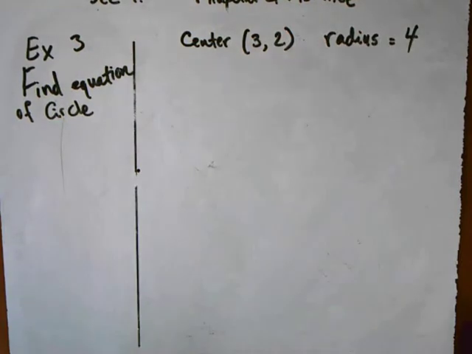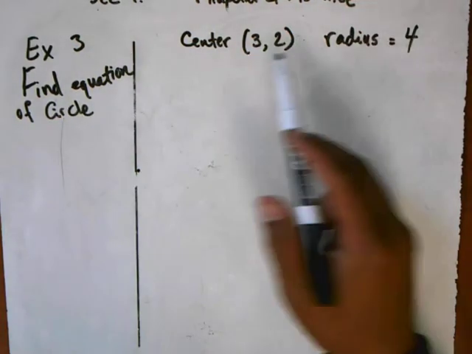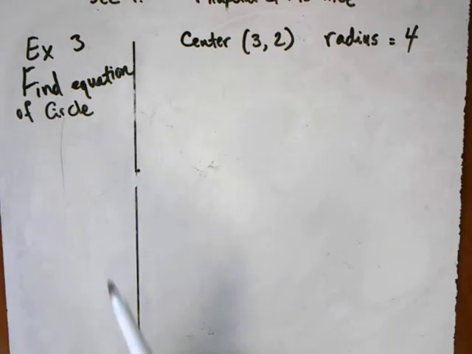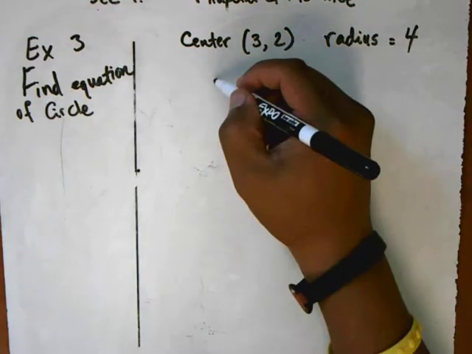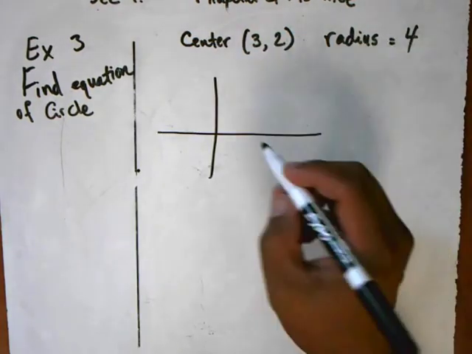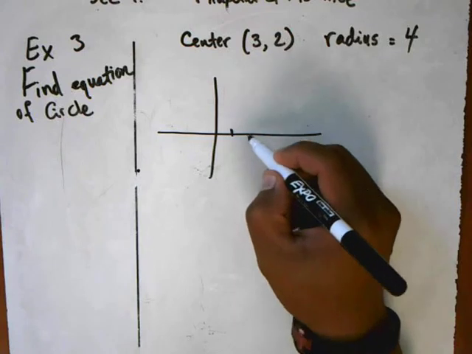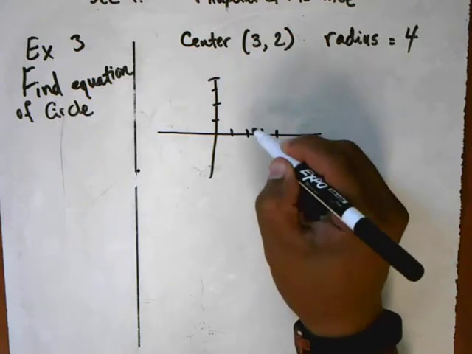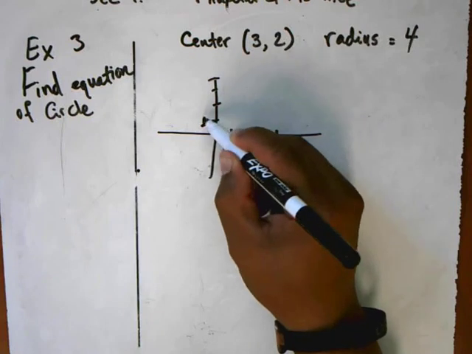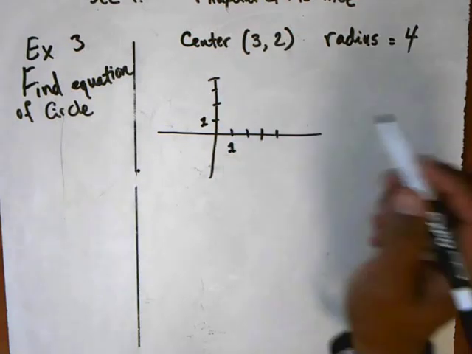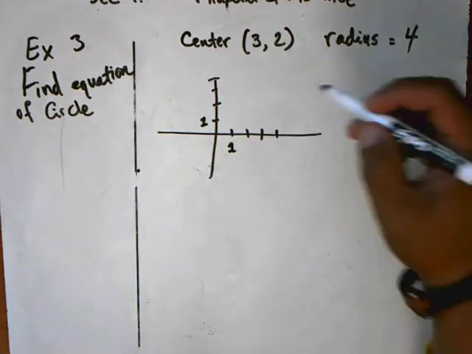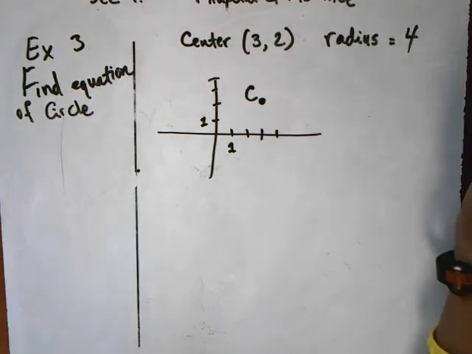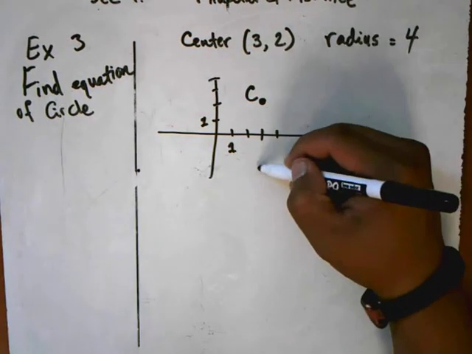So let's look at an example where we are given the center of a circle, and we're given that the radius is 4, and we want to know the equation of this circle. I'll just draw this picture here so that it'll help us visualize. 1, 2, 3, 1, 2, 3, 4. It's important that we label our scale here. So (3, 2) is where the center is, and the circle has a radius of 4.